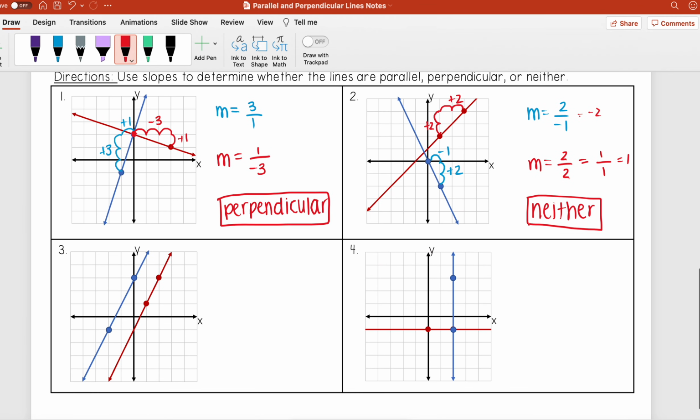Okay, go ahead and pause the video. I want you to try and do number 3. So for number 3, you should have gotten that the slope of the blue line was 4 over 2, which just reduces to 2. And the slope of the red line was 2 over 1, which also reduces to 2. And so I see I ended up with the same slope. And so when I get the same slope, that means that this is parallel.